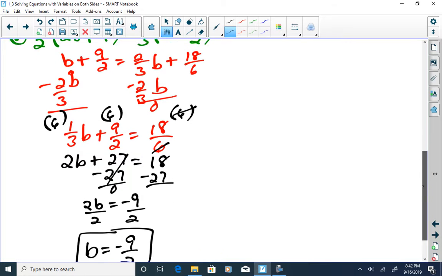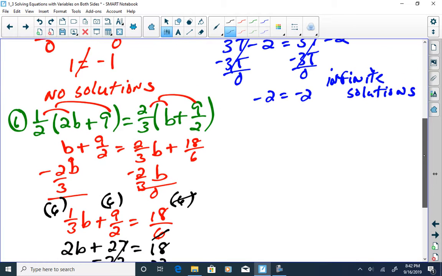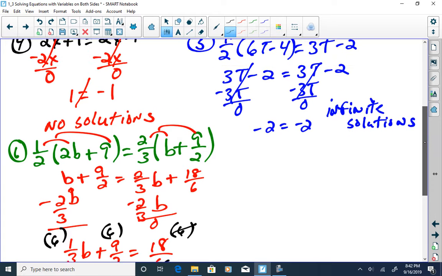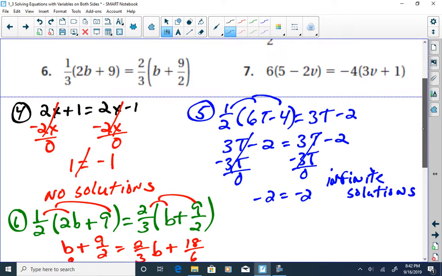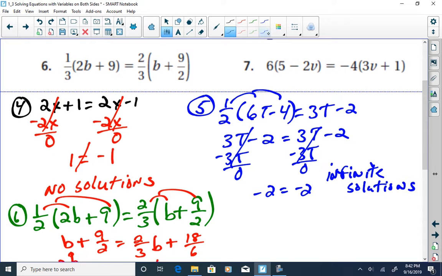All right, let's do our last one. And our last one says, let's see, question 7. All right, I want to recopy that. So let's go here. That's going to be problem 7. 6 times 5 minus 2b is equal to negative 4 times the quantity 3b plus 1.